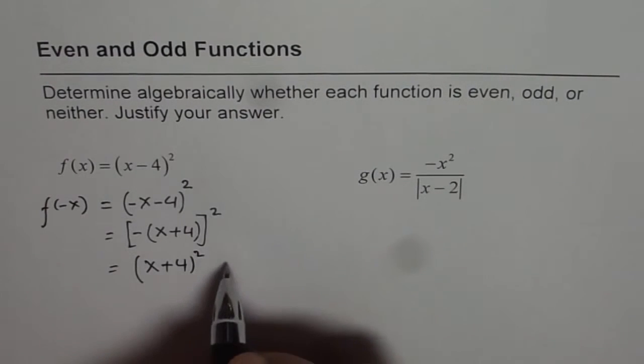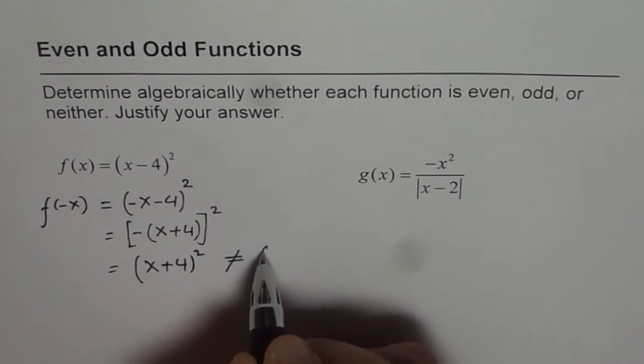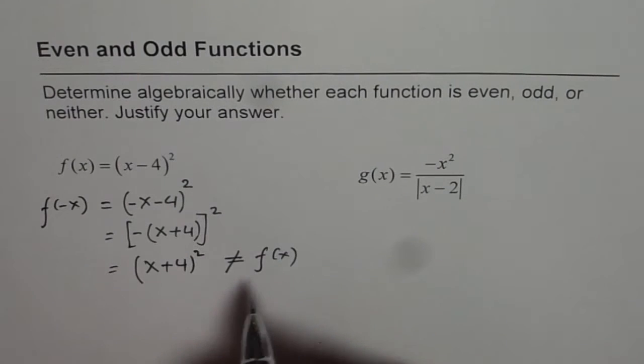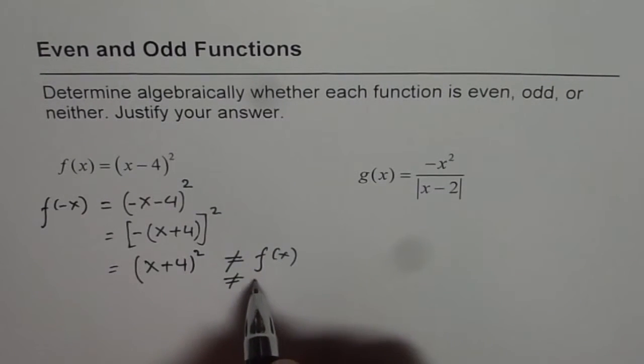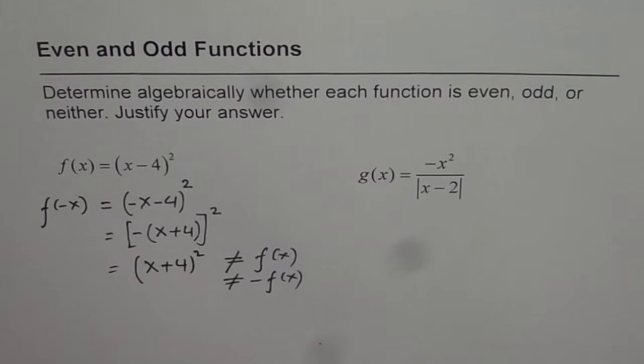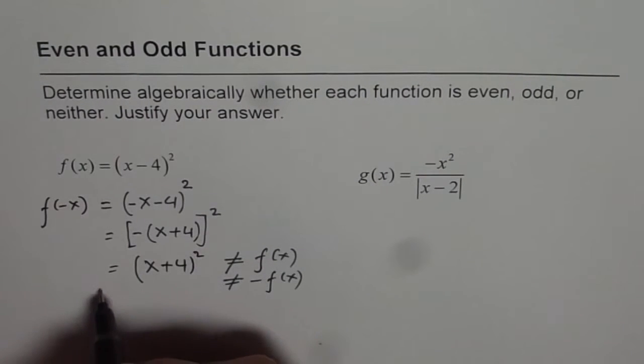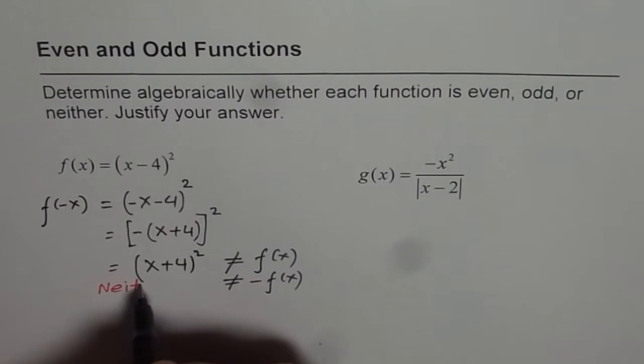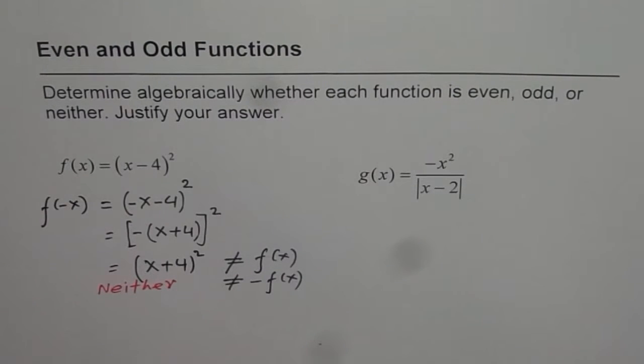As you can see, this is not equal to f of x, and it is also not equal to minus of f of x, right? That means the function is neither, right? So therefore we get that this function is neither. Now the question is, it looks like even. Why is it neither? So that is what you need to understand.